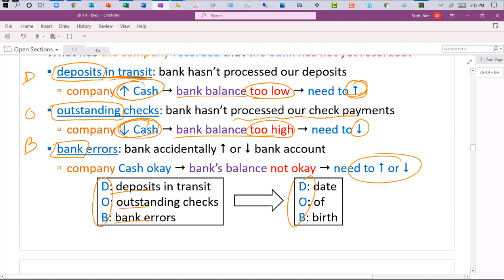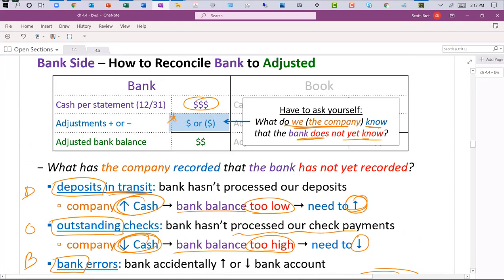When you think DOB, you think date of birth, right? DOB: deposits in transit, outstanding checks, and bank errors. If you can remember that, just for the sake of the upcoming exam, you'll be all right because all those adjustments we just made there on that side, you'll get information about all the right-hand side adjustments. That's all the other stuff that's not DOB.